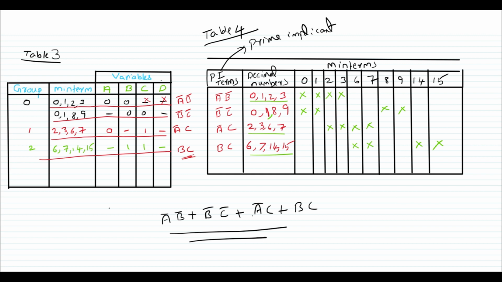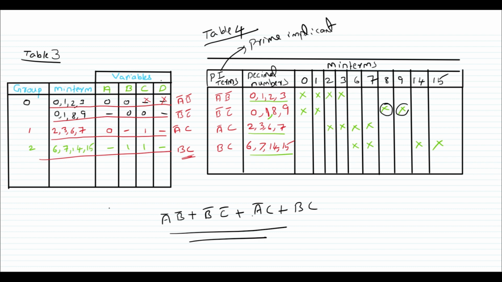Here we want to check for any minterms. There are several minterms: 0, 1, 2, 3, 6, 7, 8, 9, 14, 15. If for any minterm it is crossed in only one row. For example, here 0 is crossed in 2 rows. 1 is crossed in 2 rows. 2 is crossed in 2 rows. If you go on checking, we can see 8 is crossed only in 1 row. So you just encircle it.